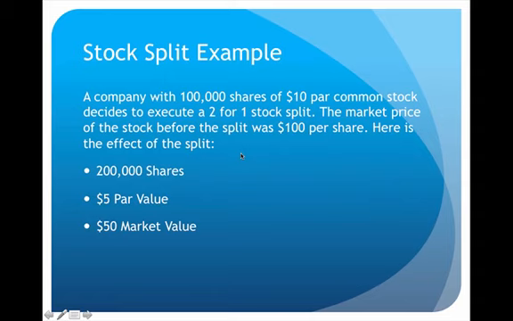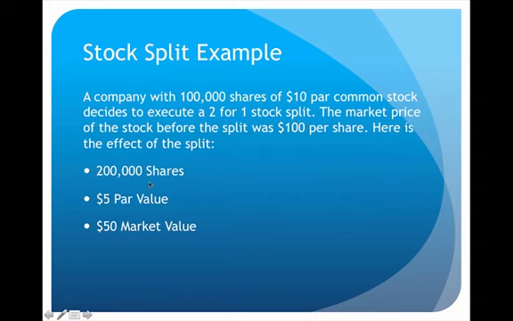If you look at this stock split example, we have a company here with 100,000 shares of stock. It has a $10 par value. They have decided to execute a 2-for-1 stock split. The day before the split, it was selling on the market for $100 a share. So the question is, what does this stock split do to the stock? What effect does it have? Well, if I do a 2-for-1 split, that means that for every share of stock that was in existence, there are now 2 shares. But it cuts the values in half.